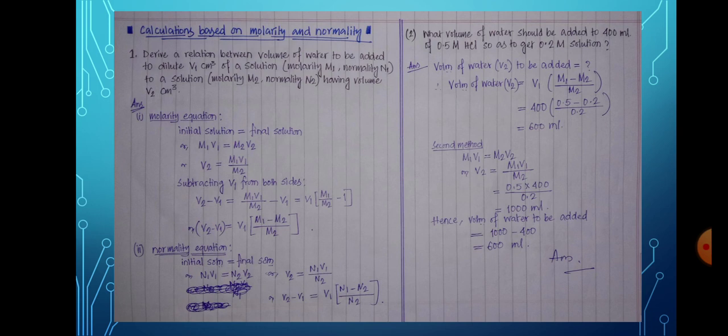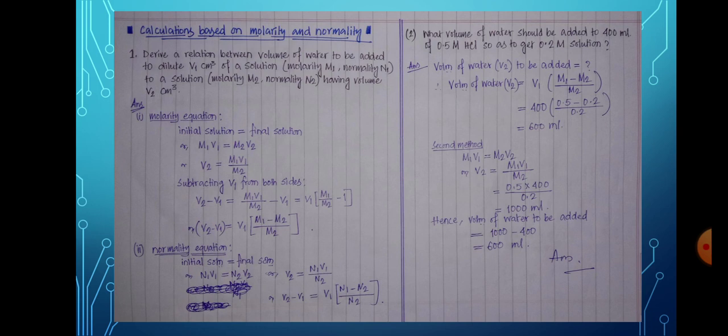Now this technique we can also apply for calculation of the normality. In that case, whenever we calculate normality after mixing of these two solutions, V2 minus V1 equals V1 whole into (N1 minus N2) by N2.